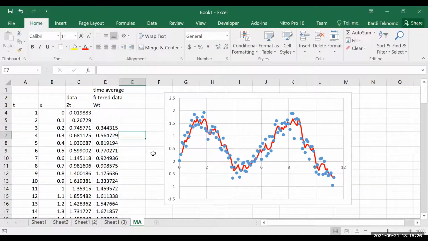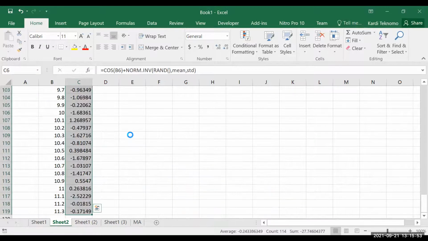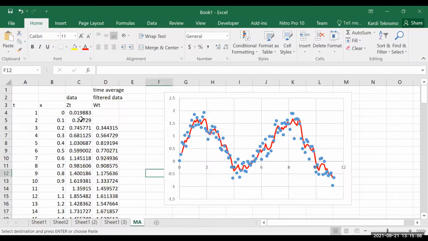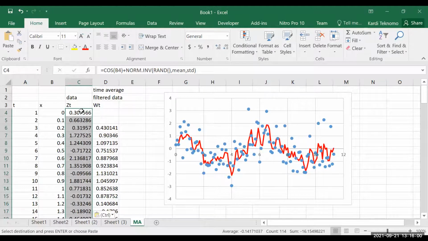Okay, so using a low pass filter, you are able to find back the actual pattern within the data. Even if the data is very noisy, you can do that. Let me copy the very noisy data of the normal distribution. And I do it using MA. You see that?